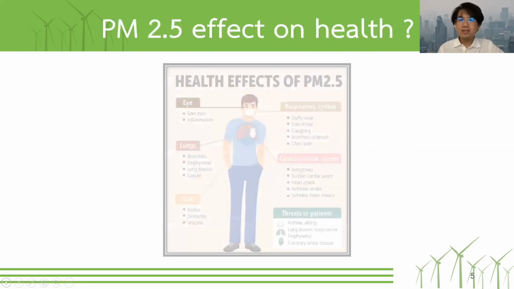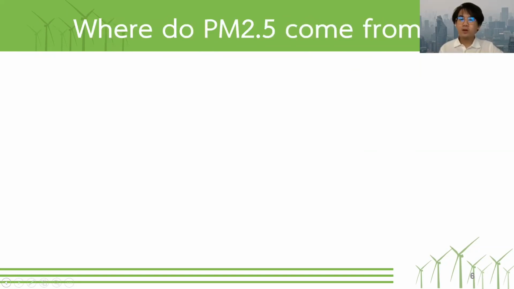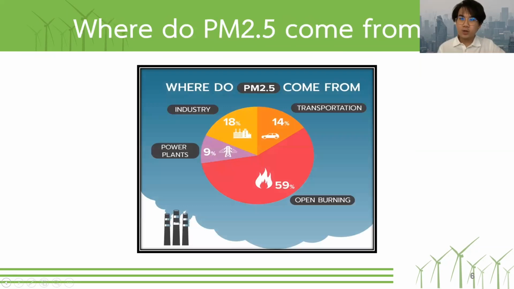This picture shows the effects of PM2.5. PM2.5 can affect many systems such as the respiratory system, cardiovascular system, your eyes, your lungs, and your skin. So the question is, where does PM2.5 come from? The pie chart shows the sources of PM2.5. The major source is urban burning, the second is industry, the third is transportation, and the last one is power plants.